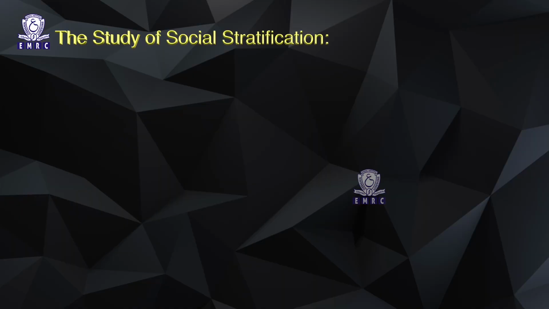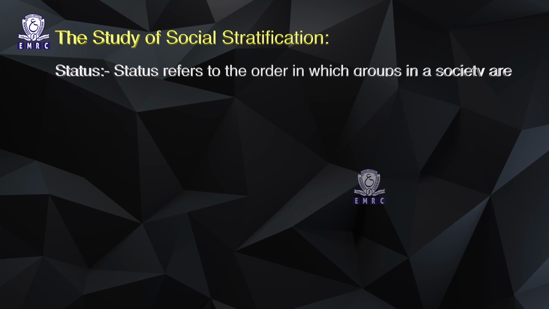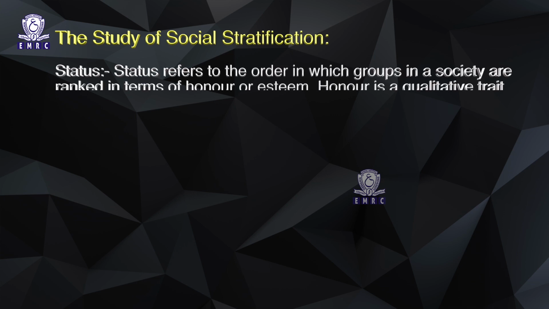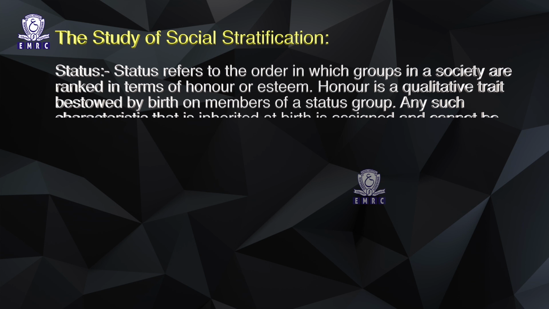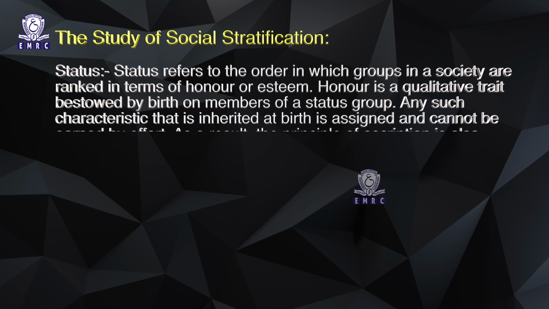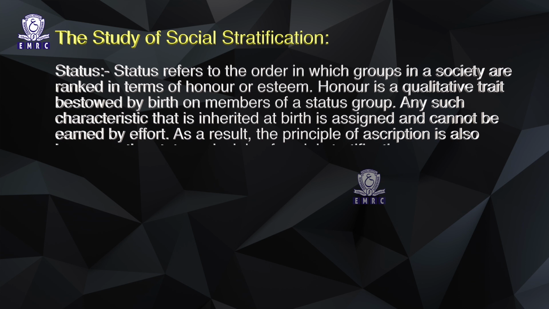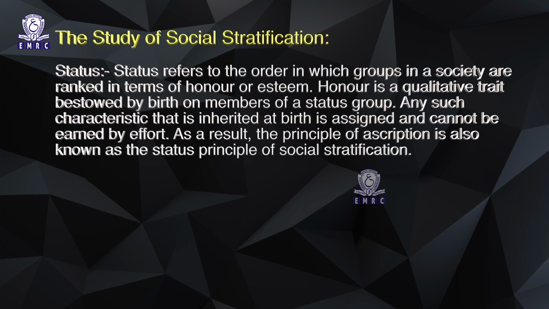Status is the most basic principle of social stratification. In the terminology of social stratification, status refers to the order in which groups in a society are ranked in terms of honor or esteem. Honor is a qualitative trait bestowed by birth on members of a status group. Any such characteristic that is inherited at birth is assigned and cannot be earned by effort. And as a result, the principle of ascription is also known as the status principle of social stratification.